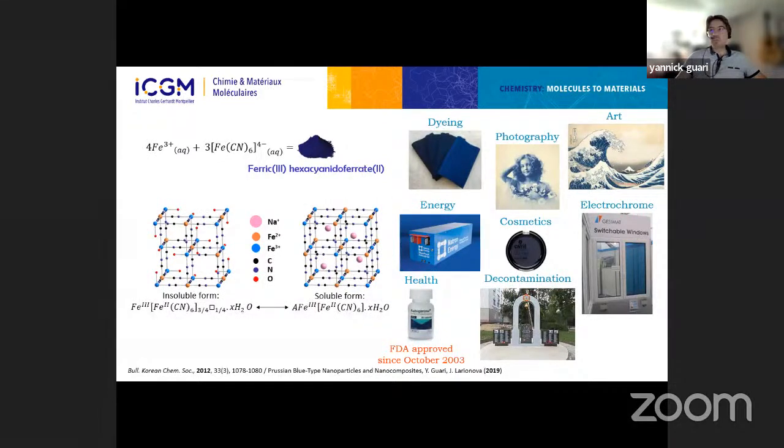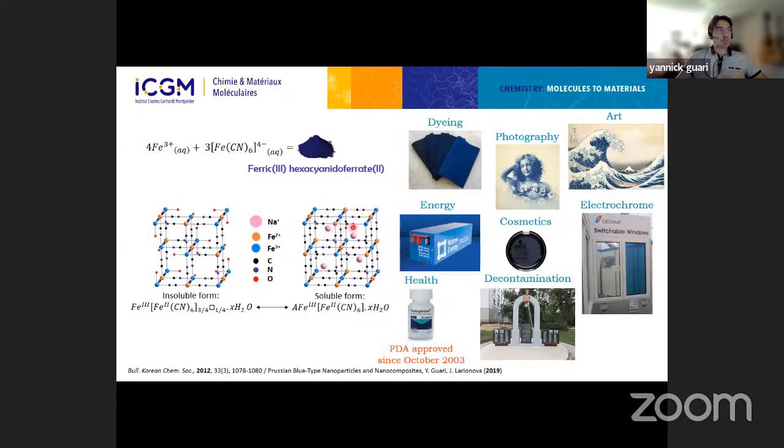This compound could be made very easily through a precipitation process involving iron and hexacyanoferrate. And you have here two extreme structures of the Prussian blue, presenting regular lacunas of the hexacyanoferrate moieties, or with monocations inserted into the tetrahedral sites of the structures.